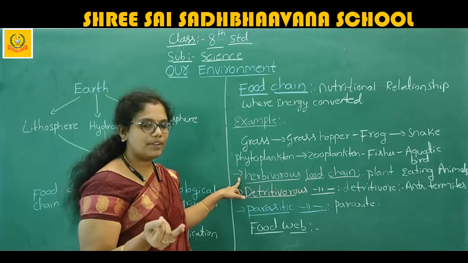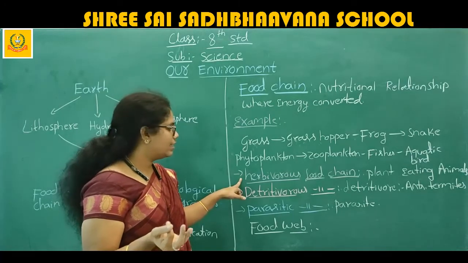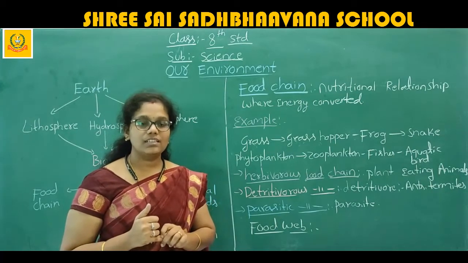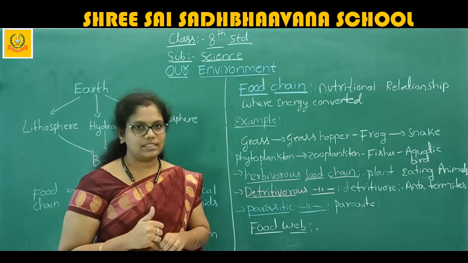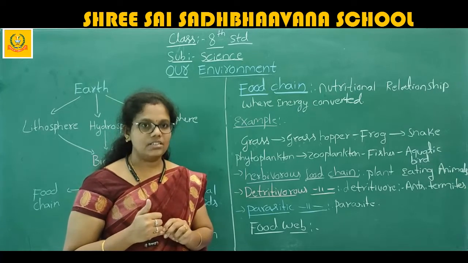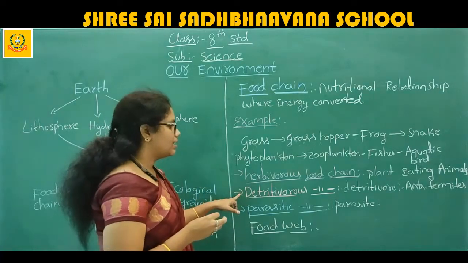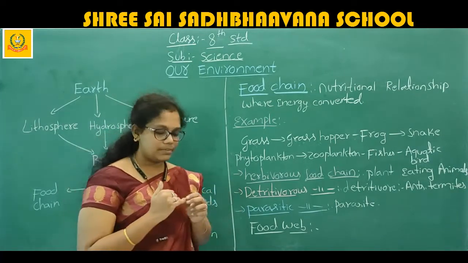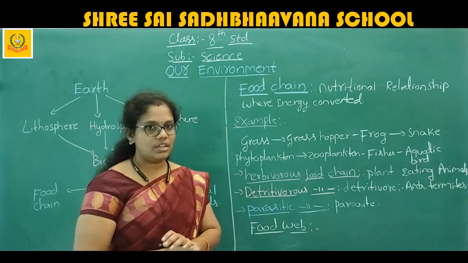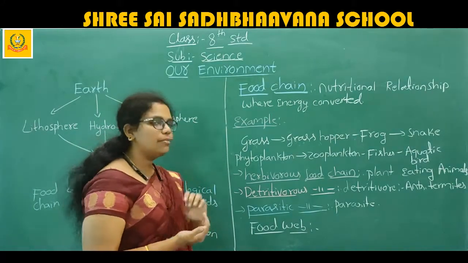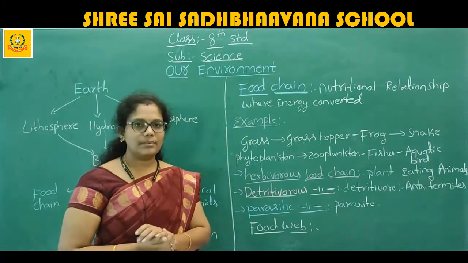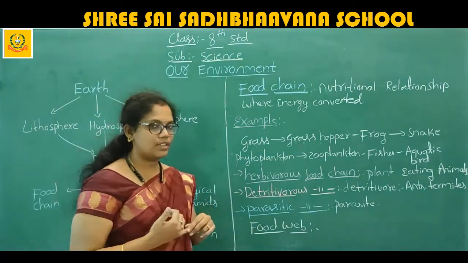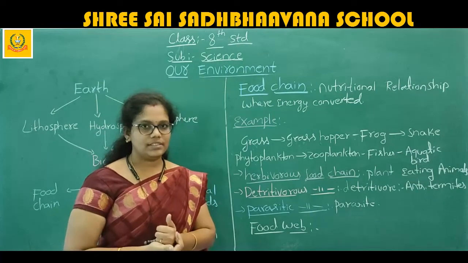Examples: cow, buffalo, giraffe. These are some of the examples for herbivorous. Therefore, what are carnivorous? The animals which eat only animals. Examples: lion, tiger, cheetah. Like this, we can give examples for carnivorous. And also the ones we said are omnivorous. Omnivorous means the animals which eat both plants and animals. We can give many examples for omnivorous, like human beings.